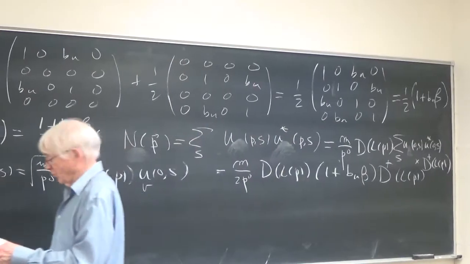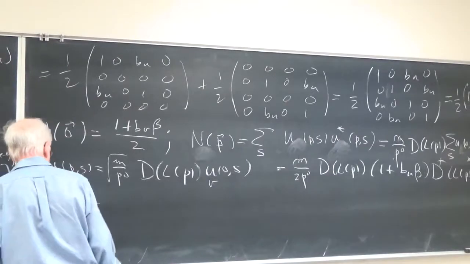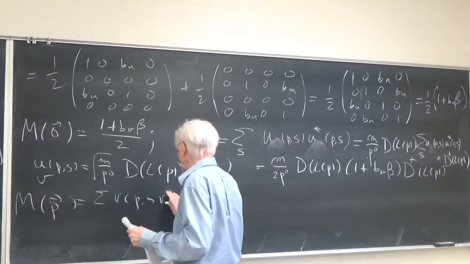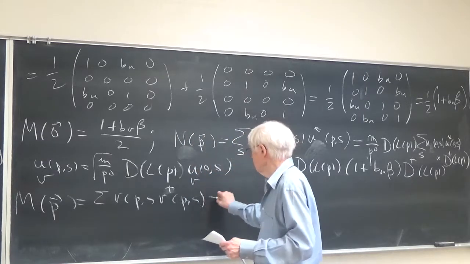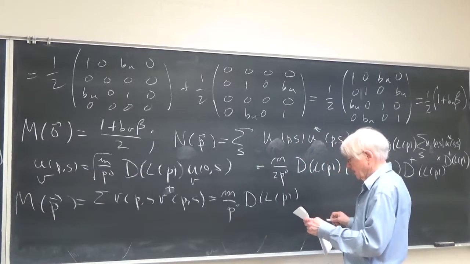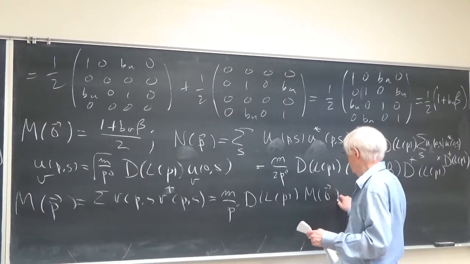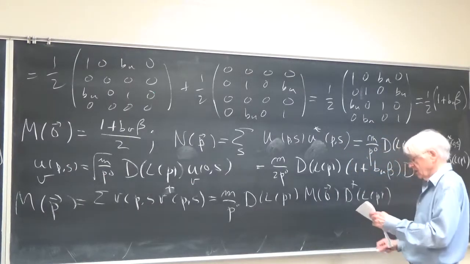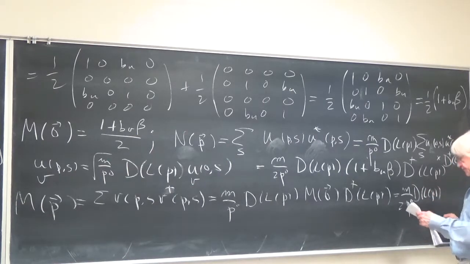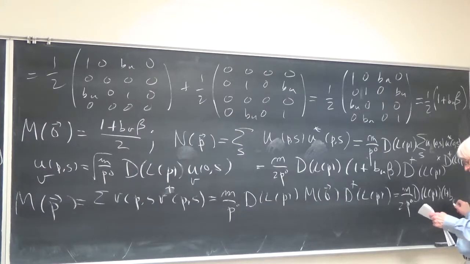And the corresponding equation for the antiparticles is M of P, which of course is sum V of P and S and V star of P and S. In fact, it would be V adjoint of P and S. This would then be M over P0, D of L of P, and then this would be M of 0, the adjoint of L of P. And so this is M over 2P0, D of L of P, 1 plus BV beta, D adjoint of L of P. Okay, this is kind of compressed, but I take it you know what I wrote, right?